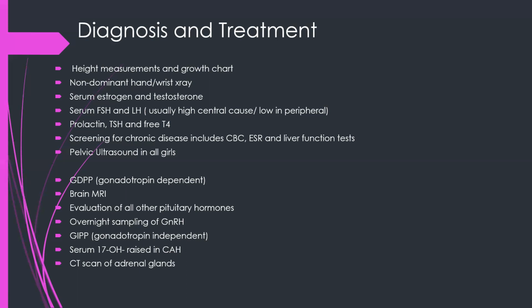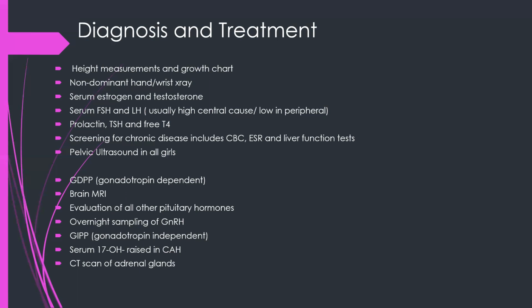Screening for chronic diseases includes CBC, ESR, and liver function tests. It's really important to get a pelvic ultrasound in all girls. For gonadotropin dependent precocious puberty, diagnose with a brain MRI, evaluation of all other pituitary hormones, and overnight sampling of the GnRH.